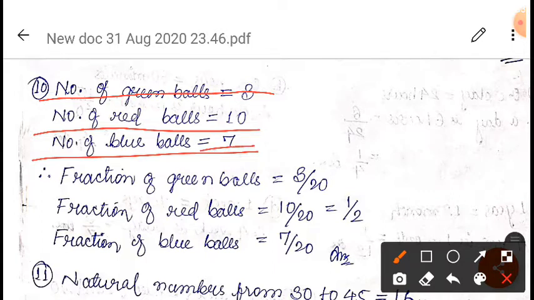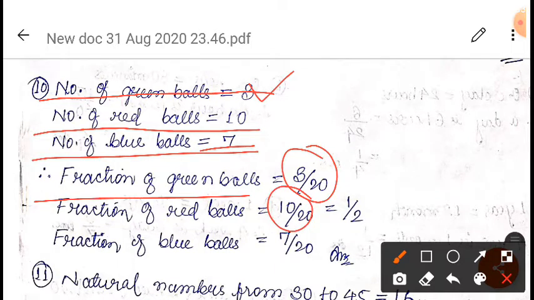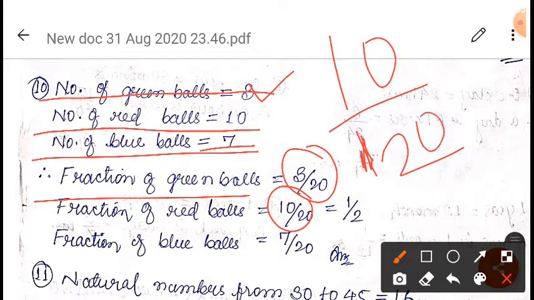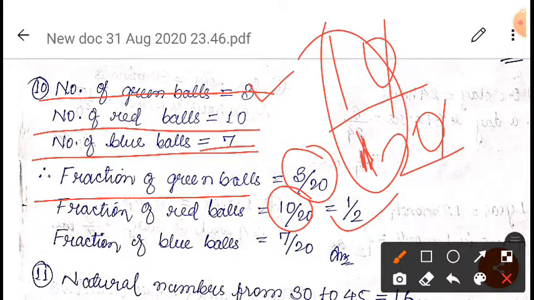So now they are asking the fraction of red, blue and green balls. So the fraction of green balls will be 3 by 20, because here it is 3 balls, and the fraction of red balls will be 10 by 20, and when you divide this, sorry, it is 20, it will become 1 by 2, as I have written here. And the fraction of blue balls is what? 7 by 20. So it is very easy, right?